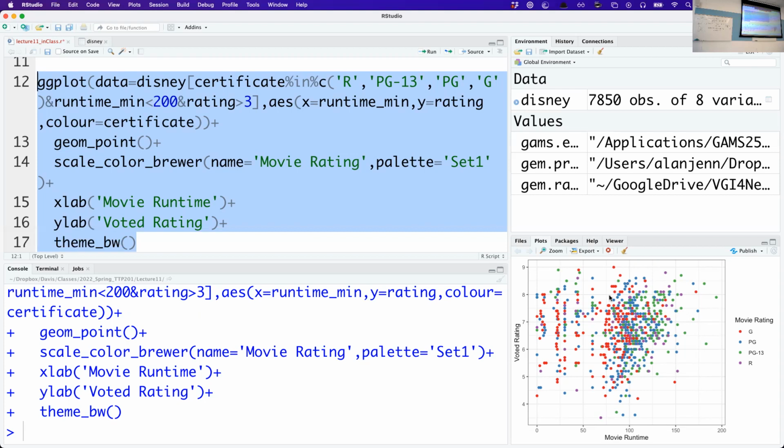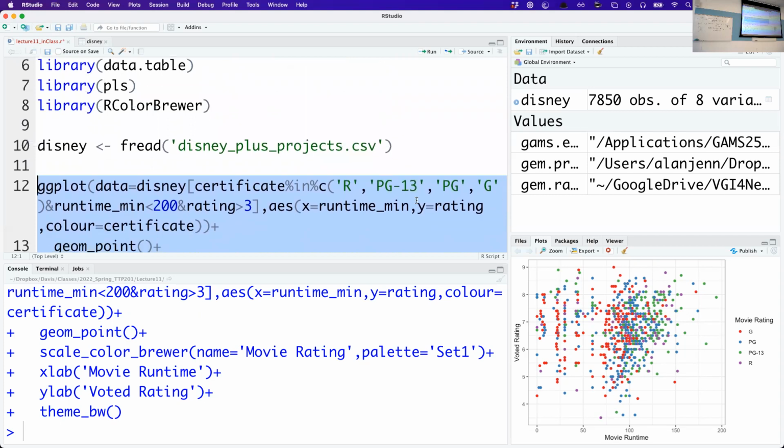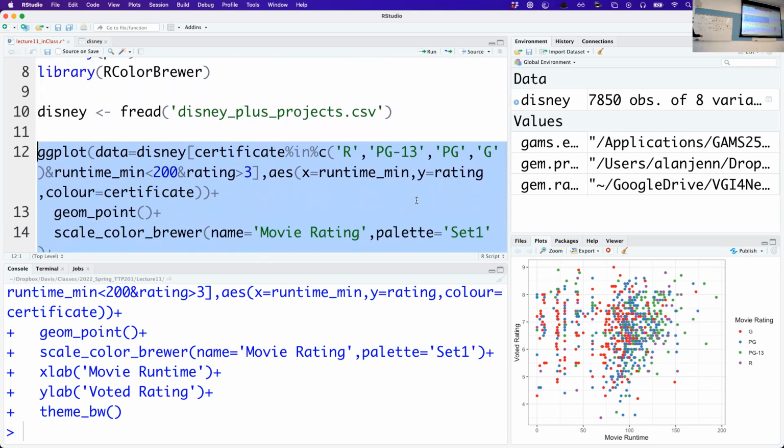Oops, sorry. That is called RColorBrewer, and I saw that I have this thing on line 14, scale color brewer. This is basically a more customizable set of color palettes. And that's what I was using here. Okay.